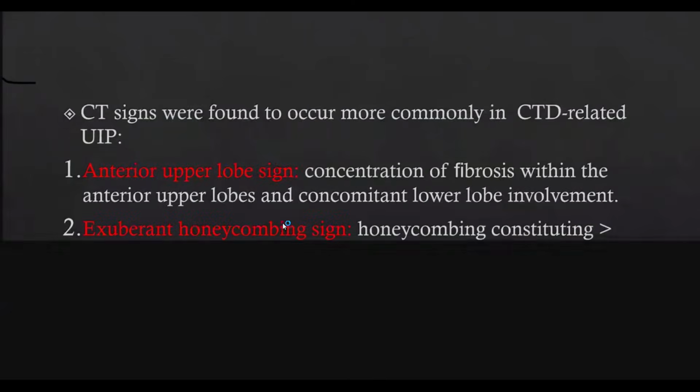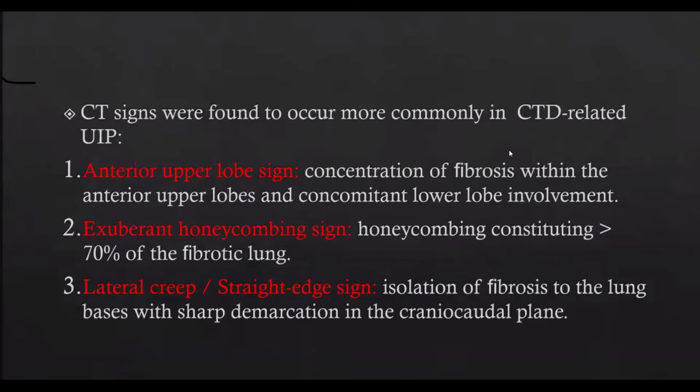Okay, so we have three signs that can suggest underlying connective tissue disease, either in UIP or NSIP: the anterior upper lobe sign, the exuberant honeycombing sign, and the lateral creep or straight edge sign.